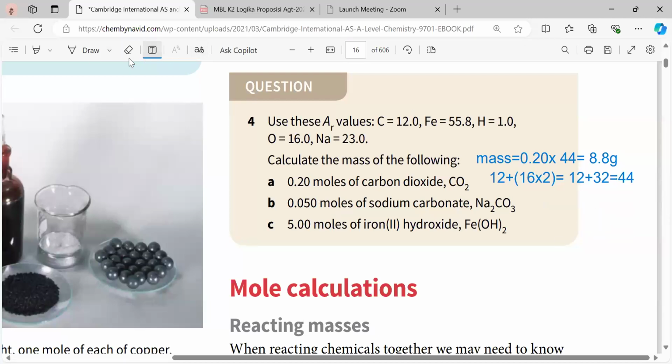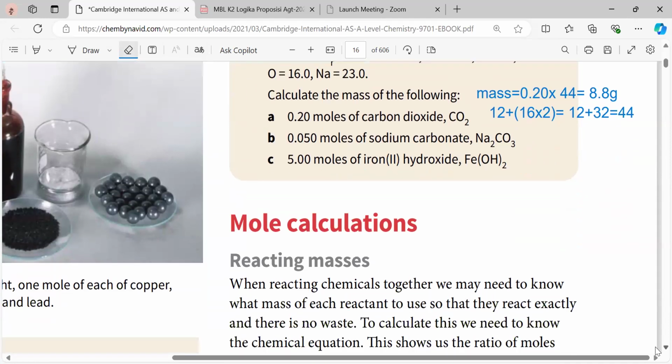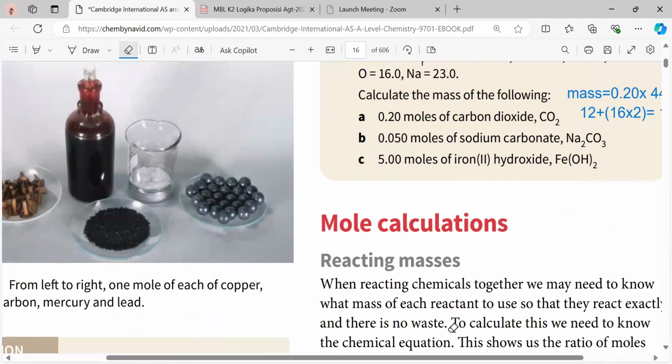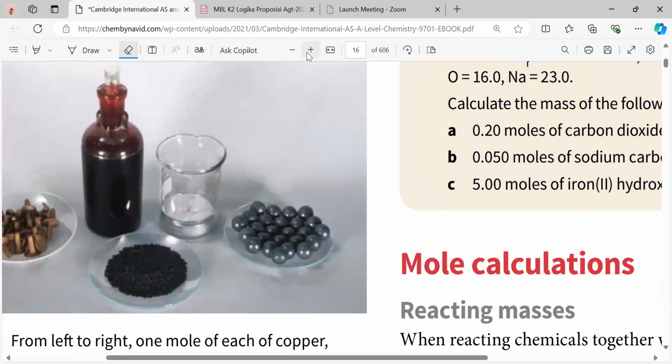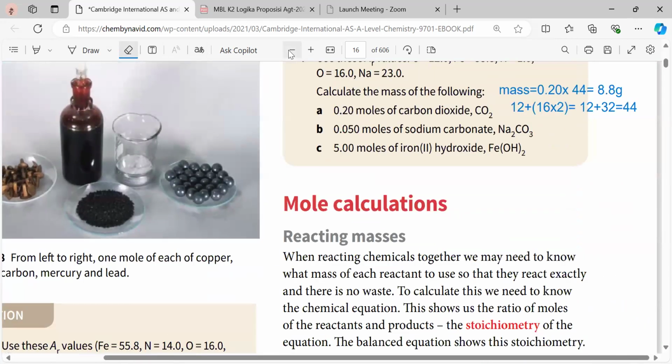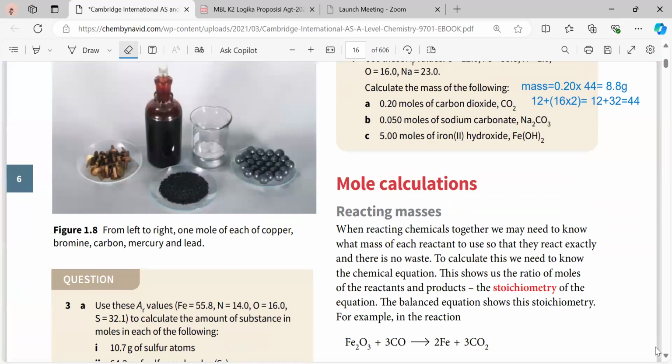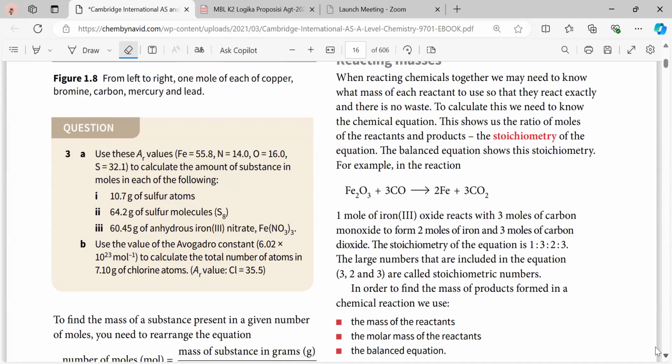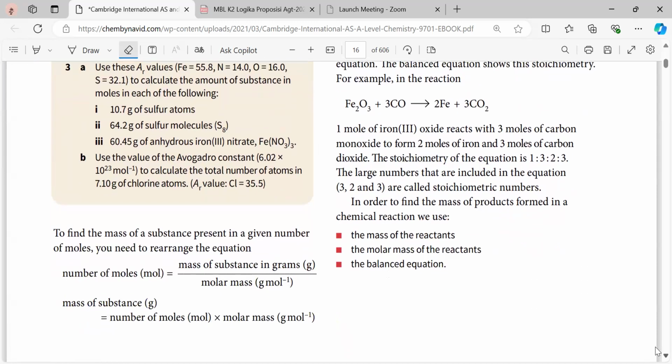Okay, so I hope you can understand this part. I'm going to erase this before moving on. Okay, I don't think I need to erase that. Okay, so there's actually another question right here. I mean, of substance in moles in each of the following. So we've actually done many of those already.